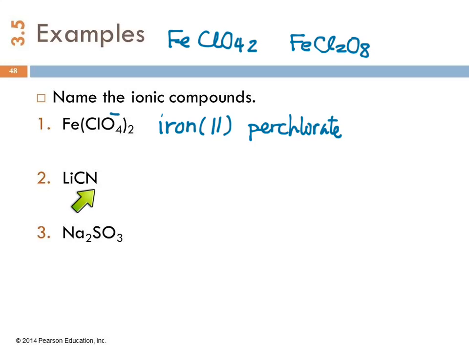And we need to be able to tell from the name what the formula is. Here we've got LiCN. The lithium is the metal. He's by himself. Everything else is named together. Already gave away the element name, lithium. Does lithium need a Roman numeral? Nope. CN is what? Cyanide. Just got to memorize that.